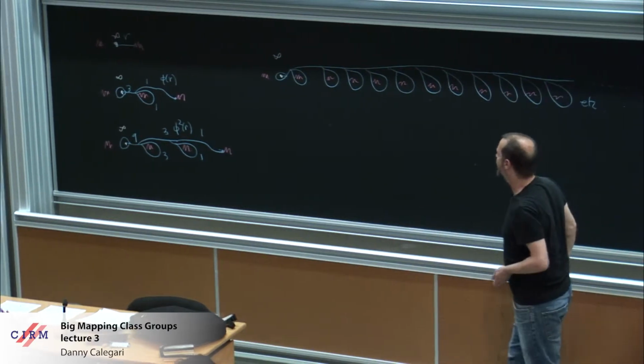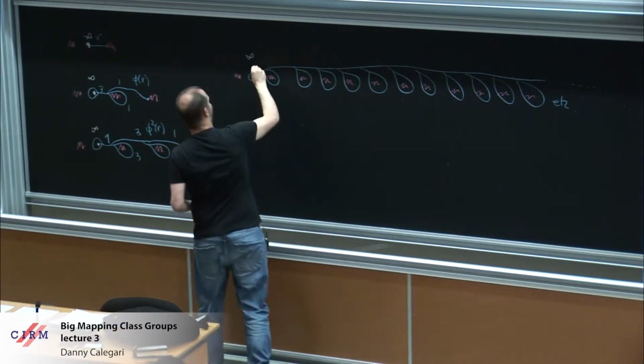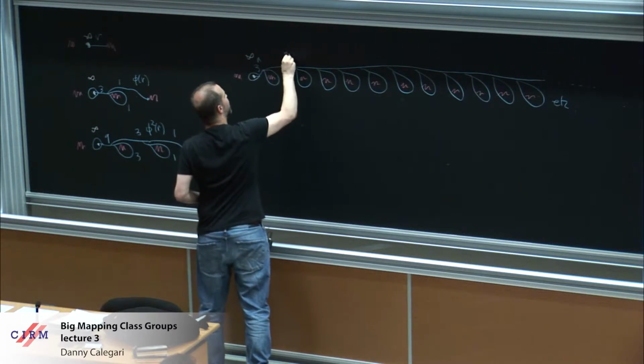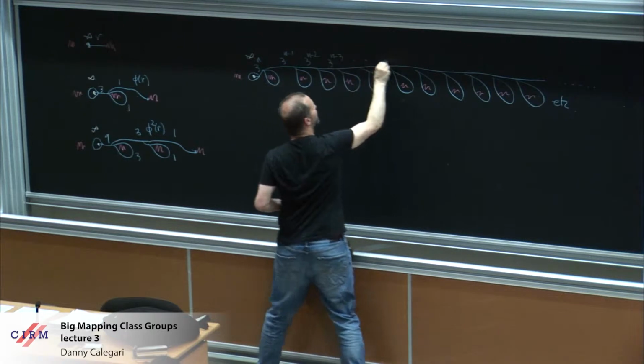Etc. And, well, so what are the weights? So this is 3 to the n, 3 to the n minus 1, 3 to the n minus 2, 3 to the n minus 3, etc.